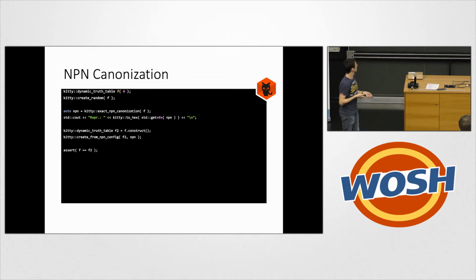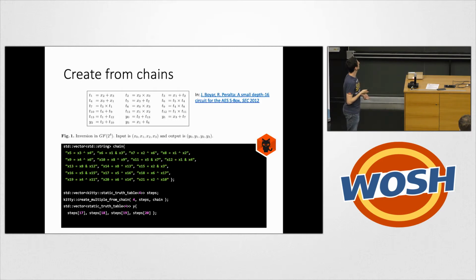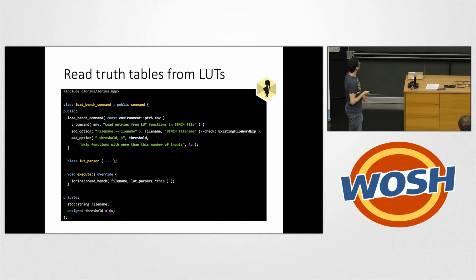Okay, we have some interesting algorithms. So you can do NPN canonization. You can create, for example, functions directly from Boolean chains. Something like if you have this straight line program, this comes out of a research paper, which gives you some AIG expressions, so in this case it is an inversion. Then you can just provide these strings, call create multiple from chain, and it would give you the Boolean functions here as outputs, which implements actually this stuff here. Okay.